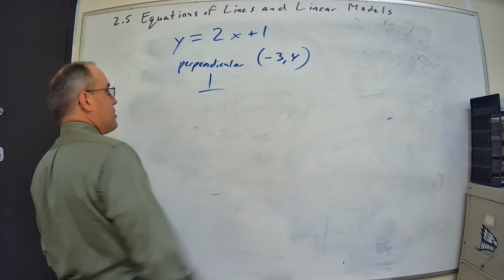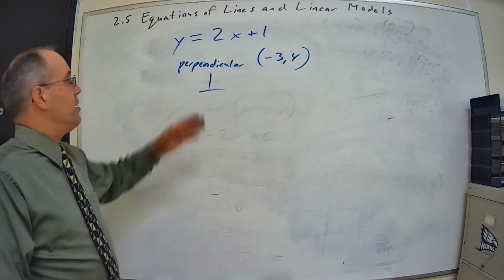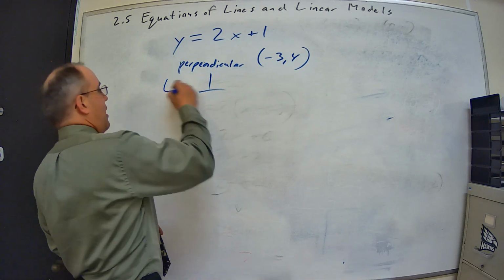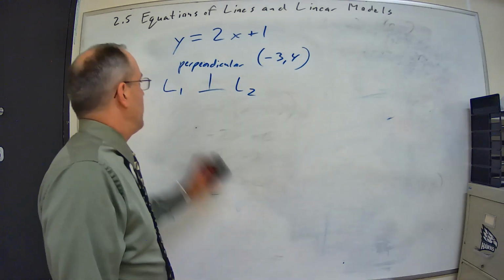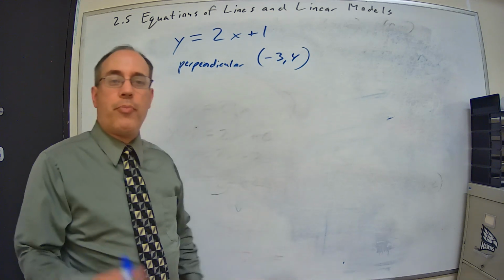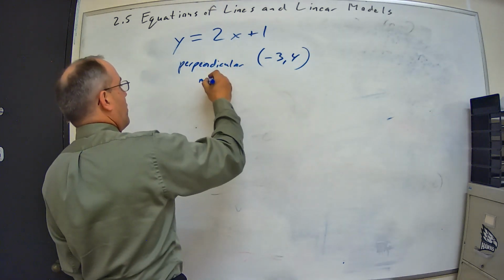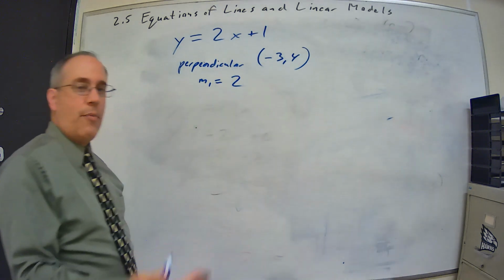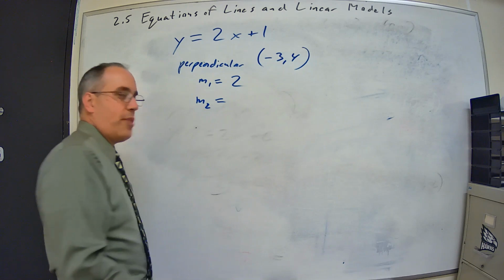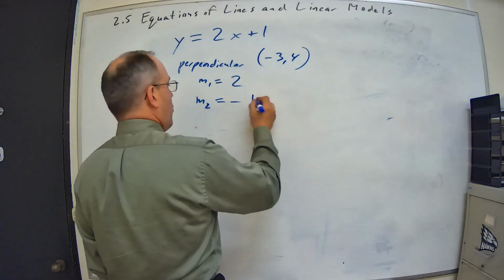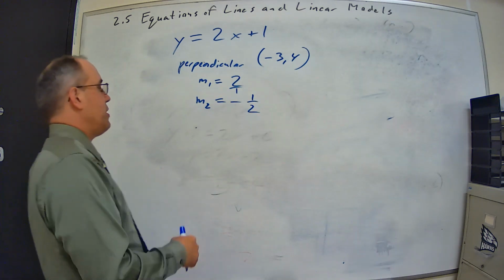Perpendicular, you can use an upside down T. It shows you have these right angles. So that's perpendicular, so I can say L1 perpendicular to L2. Well, we know that for two lines to be perpendicular, their slopes have to be negative reciprocals. So this has a slope of 2, I'm just going to call that M1. My new line needs M2, a slope that's the negative reciprocal, or negative 1/2. Remember, 2 is just 2 over 1, so the reciprocal is 1/2, so negative 1/2.